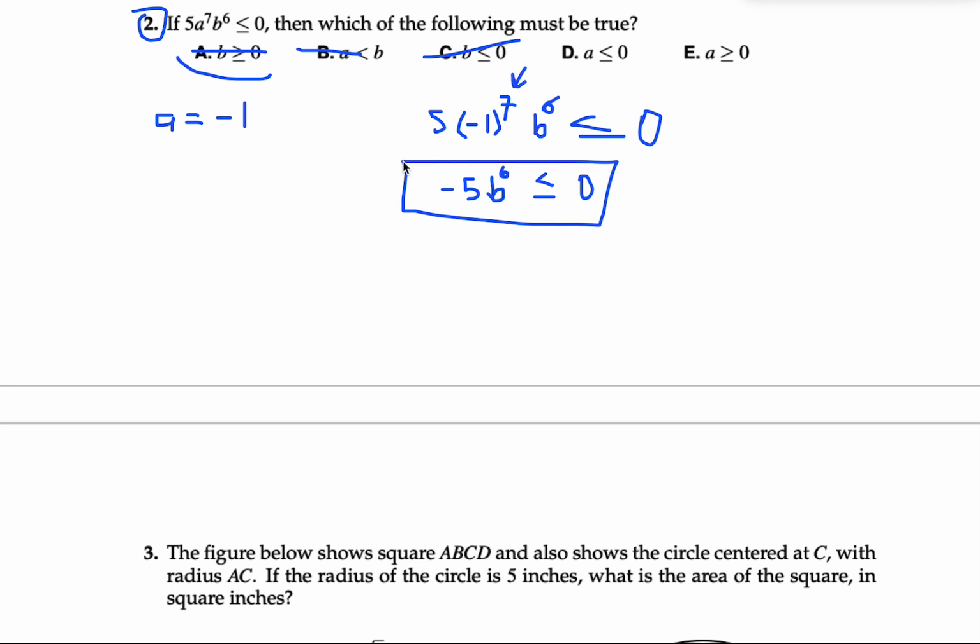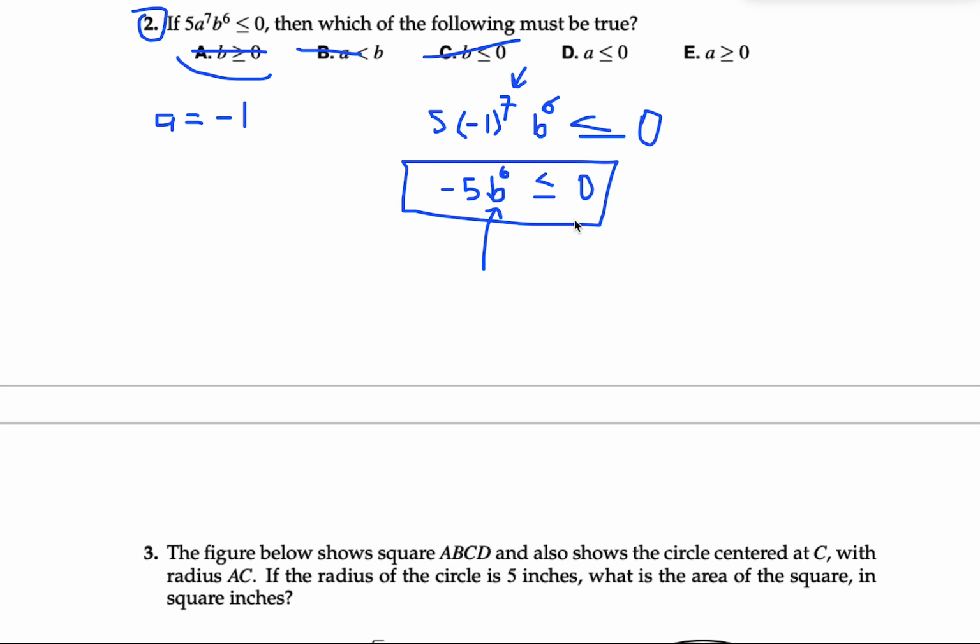So is this always true? Or is this sometimes true, sometimes false, just like we realized with some of the options that we had previously? When we take a closer look, we see that this is actually always true because of this expression here, the b to the 6th power. The b to the 6th power, because the power is an even number, it doesn't matter what the value of b is. B could be a negative number, and due to that even exponent, it'll always turn out to be positive. The result will always turn out to be positive.